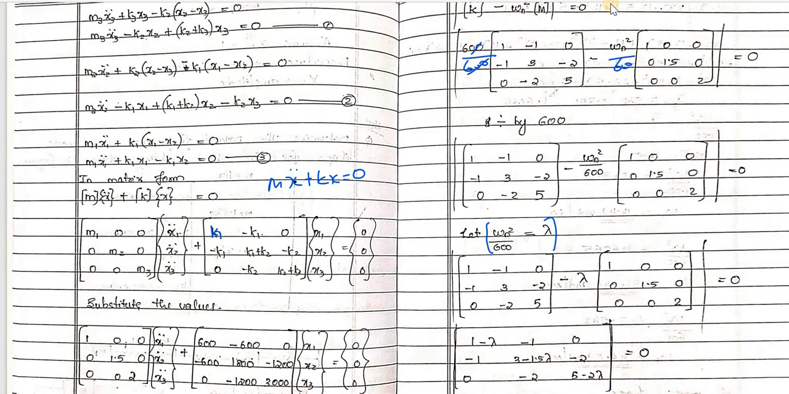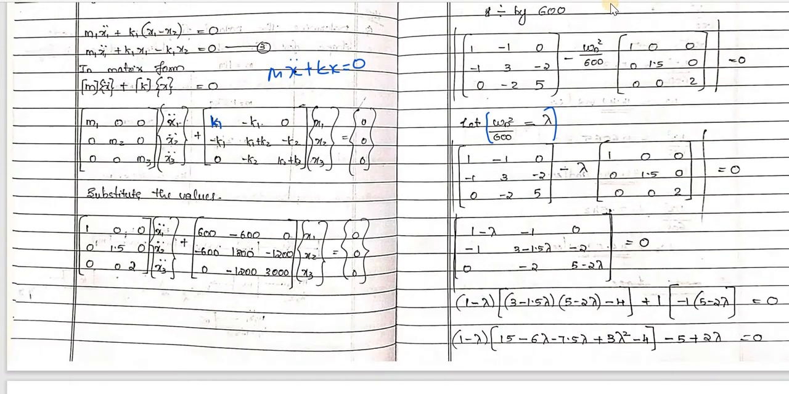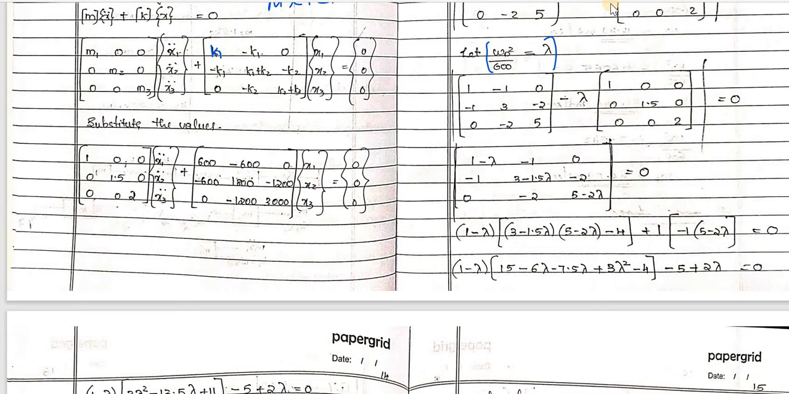So I get lambda into this matrix, then 1 minus lambda, a matrix subtraction. Then I take the determinant, and that determinant is equal to 0. How can I take the determinant? 1 minus lambda into this term, minus 4 plus 1, into minus, that is plus 1 into these terms, minus 1 into 5.2 minus 0 into 0. The next term is 0, so only 2 terms will be there.